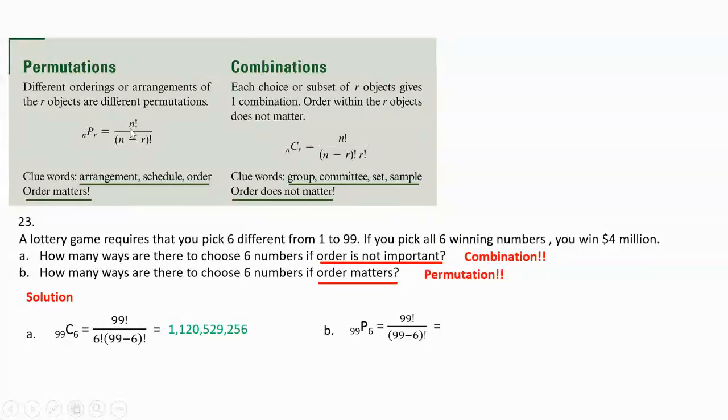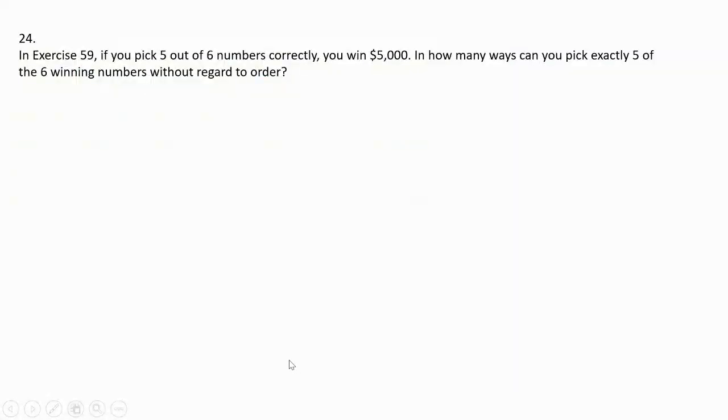That's your formula for the permutation, right? We follow that formula. And the answer will be 806,781,064,320. When it's permutation, because order matters, it's a lot more than the combination.